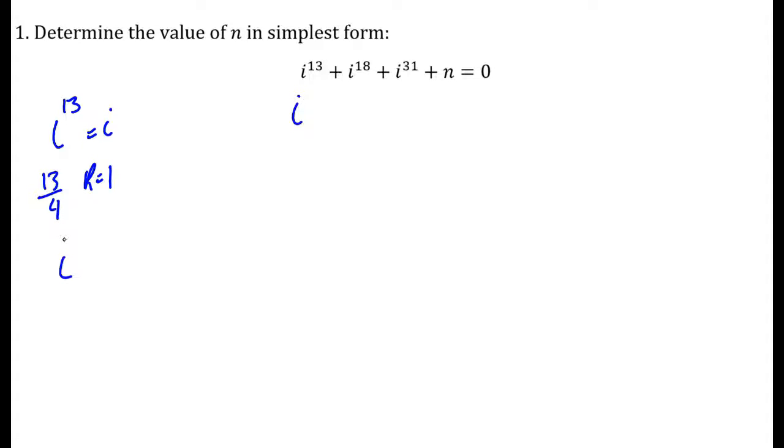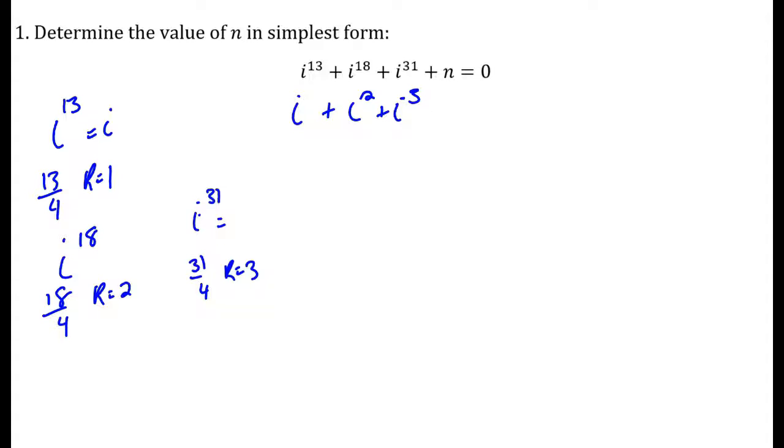I to the 18th? When I divide 18 by 4, I have a remainder of 2. So that means it's i squared, because I went 4 times around the circle and ended up at i squared. I to the 31st, how many times do I go around the circle? 31 divided by 4, what's my remainder? That gives me a remainder of 3, since 28 is the closest multiple. I'm finding the remainder here.